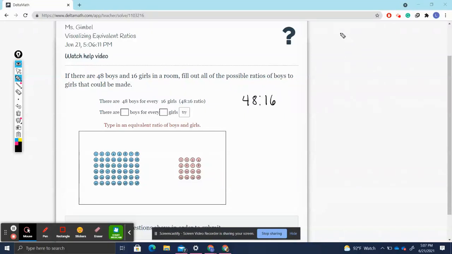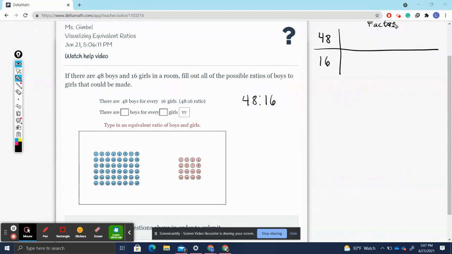Now in my last video, you should have seen how to simplify the ratio as much as possible. To do that, you found the greatest common factor. In this case, we're going to look for all of the factors, not just the greatest common factor. So let's go ahead and do that.